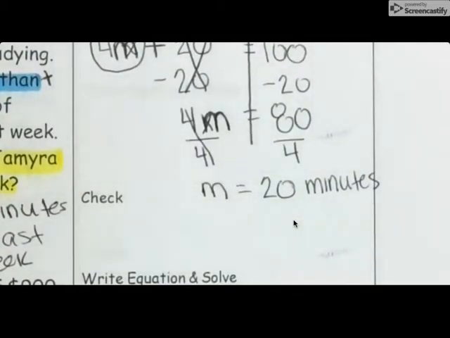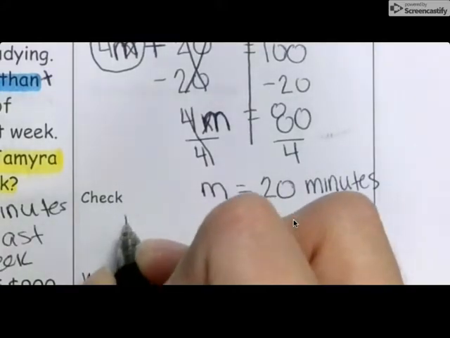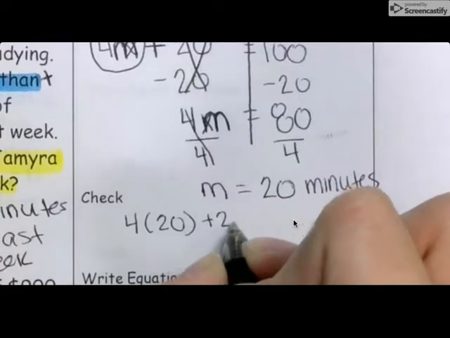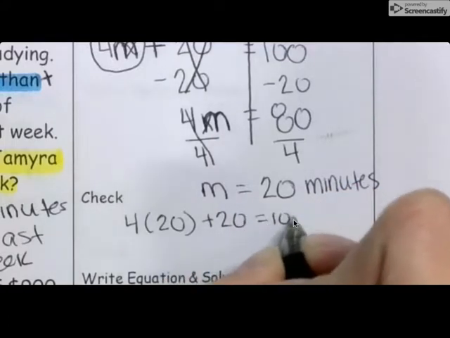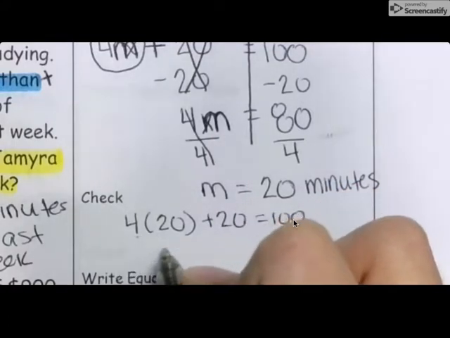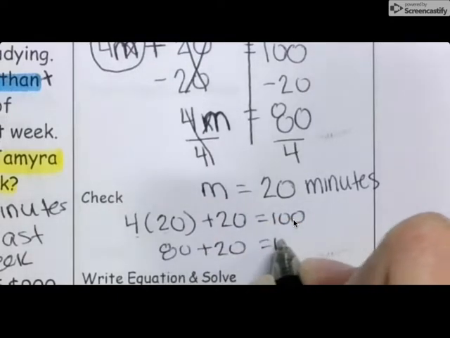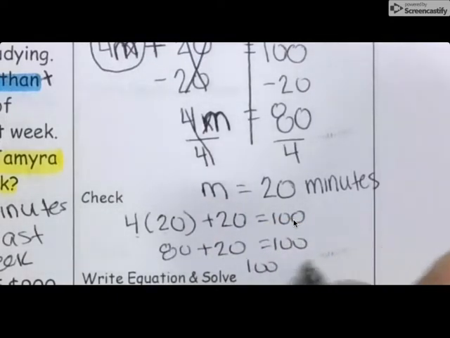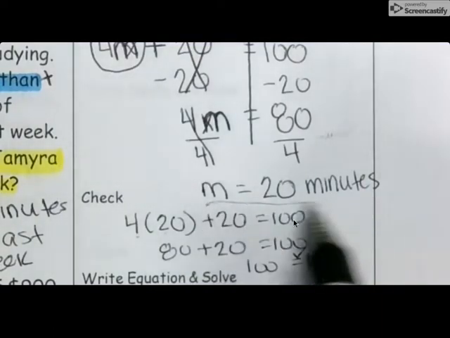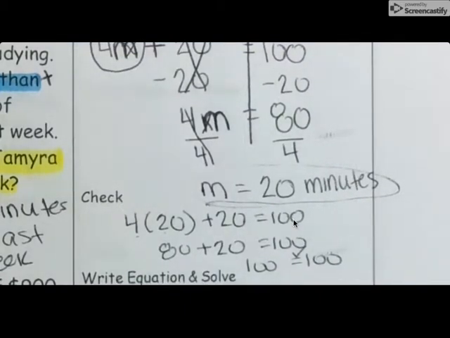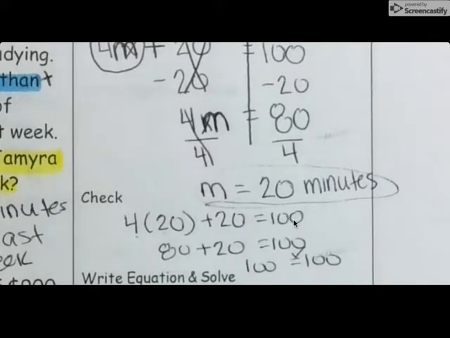Then where it says check, all that means is if you put your answer back into the problem and solve, does it work? So 4 times 20, that's 80, plus 20 is 100. Does 100 equal 100? Yes, it does. So that is my final answer. Okay? So make sure you have that.